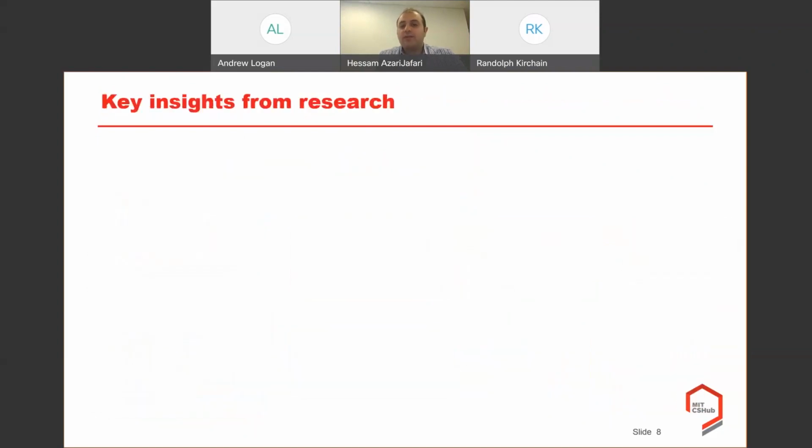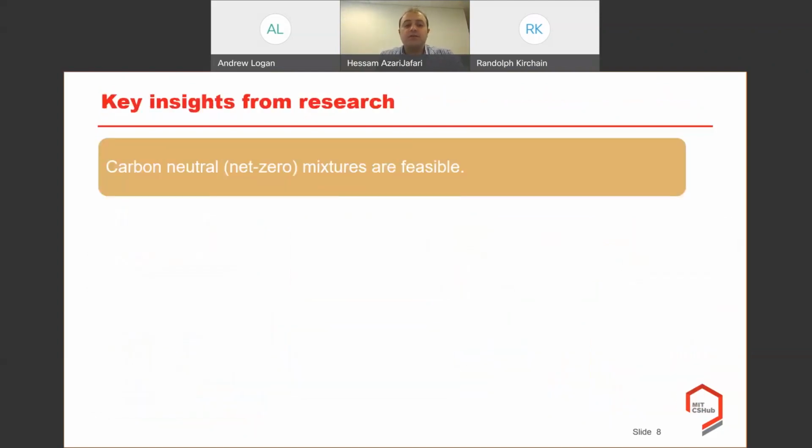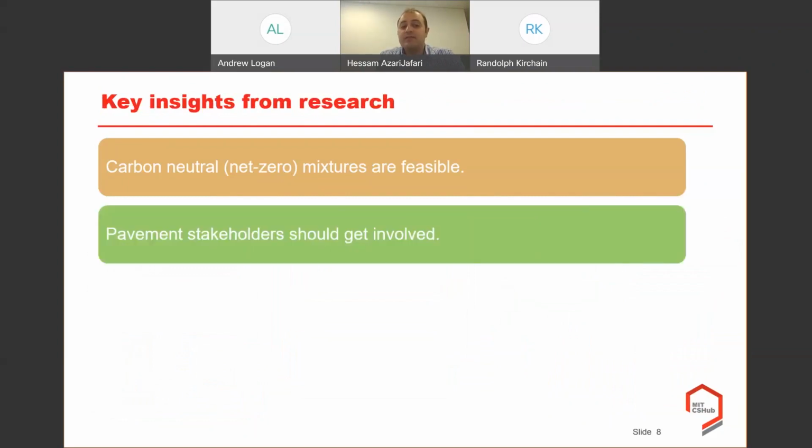So what do we get from this study? First of all, we found that carbon neutral, or in other words, net zero mixtures are feasible for both asphalt and concrete. The other point is that pavement stakeholders should get involved from different levels and from different parts of the supply chain. They should sit together and make this decision on how to achieve this carbon neutrality and how to collaborate with each other to achieve this goal.